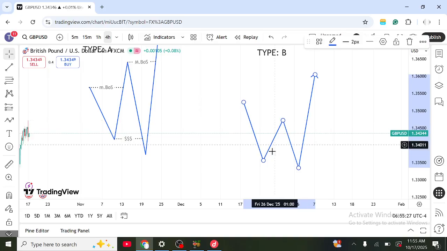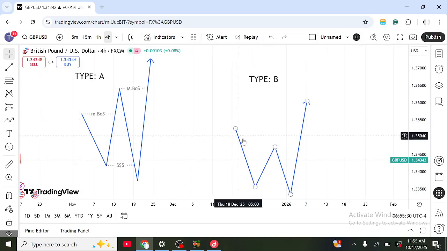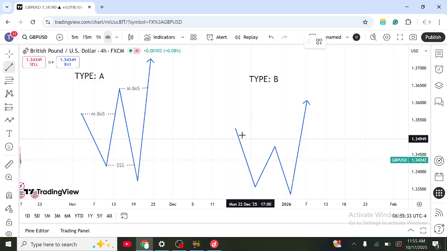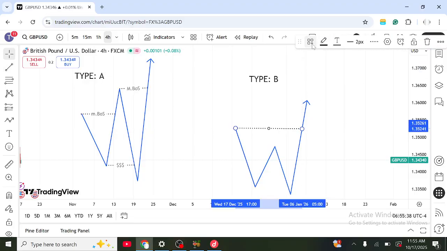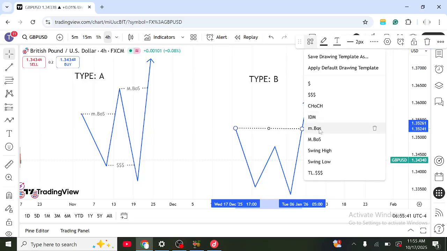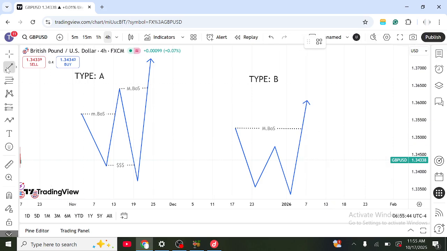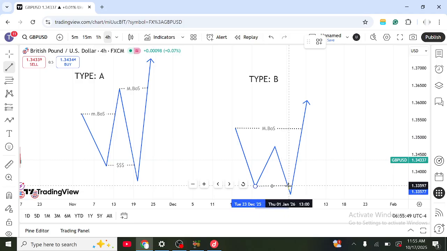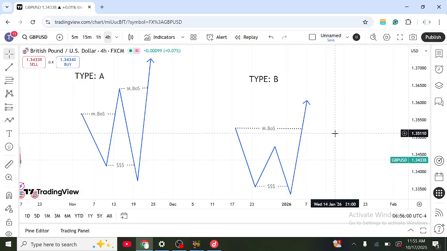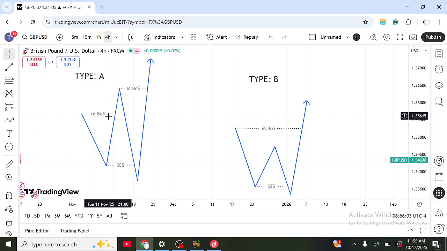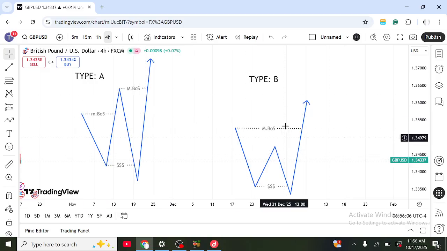So this is what we have. Can you see the difference between the type A and the type B? Right, so the type B has just one break of structure, not two. Can you see that? It looks like a W pattern, a break of structure, and then it has liquidity sweep. So the difference between type A and type B is that type A has two breaks of structure, which is the minor and the major, while type B has just one break of structure. Can you see the difference? So this type A is stronger than this type B.